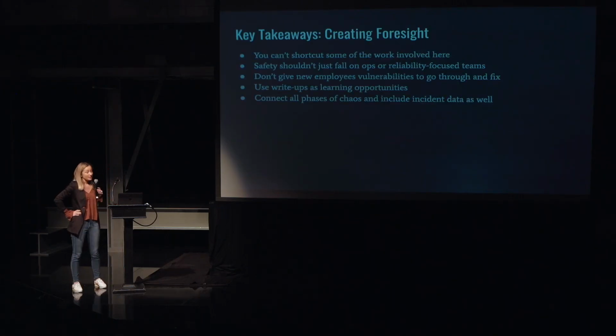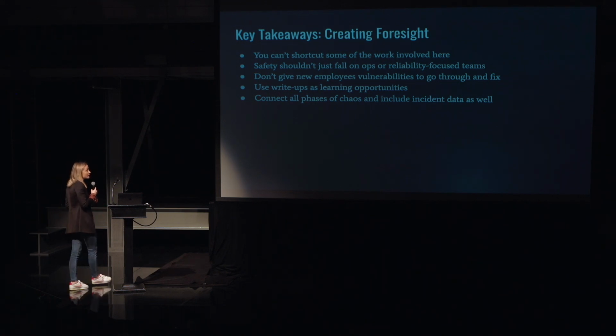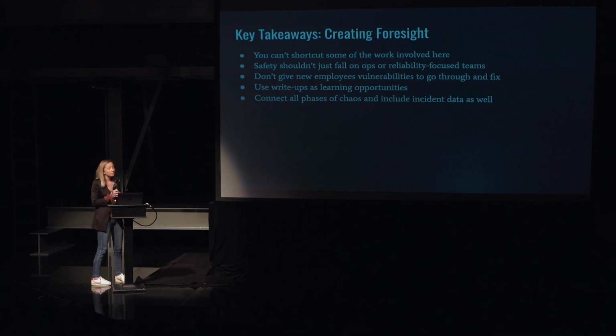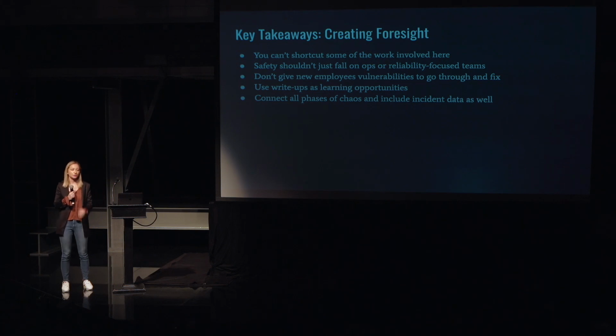And so some key takeaways from creating foresight with chaos is you cannot shortcut some of the work involved here. Safety should not just fall on an ops or reliability team. It should involve everybody. Don't give new employees vulnerabilities to go through and fix when they just join the organization. Give them reports to look at and learn from. You want to use write-ups as learning opportunities, and you want to connect all these phases of chaos so that you're building an actual feedback cycle and not just building tools.